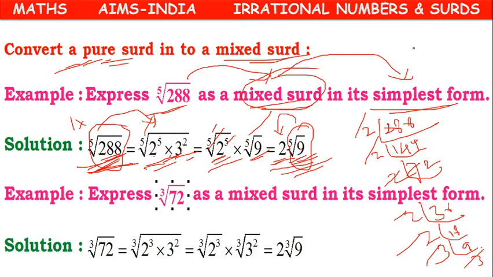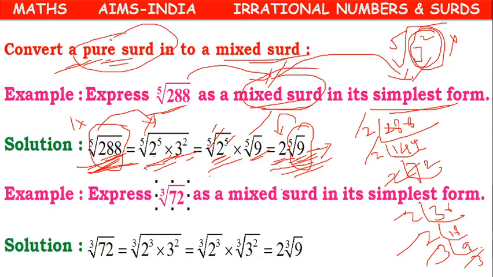Or 9, we can write as 3 square. But what root do we have here? We have fifth root. Means in terms of power 5, we cannot write 9. So it is in the simplest form. So we have found the mixed surd, which is in the simplest form. So in this way, we can convert a pure surd into a mixed surd.